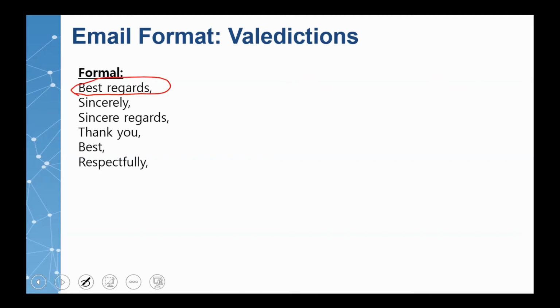Now, you may have noticed in the email that we went over on page 2 that the salutation best regards, the R was capitalized. Technically, that is incorrect. Now, not a lot of people pay attention to this, and I'm not going to make a big deal out of it, but technically, the second word or third word in a valediction should not be capitalized, only the first word. So if you use best regards, only capitalize B, best. Next we have sincerely, sincere regards. Again, do not capitalize regards. It should be small r. Thank you, again, small u. Best or respectfully. Respectfully is a good one.